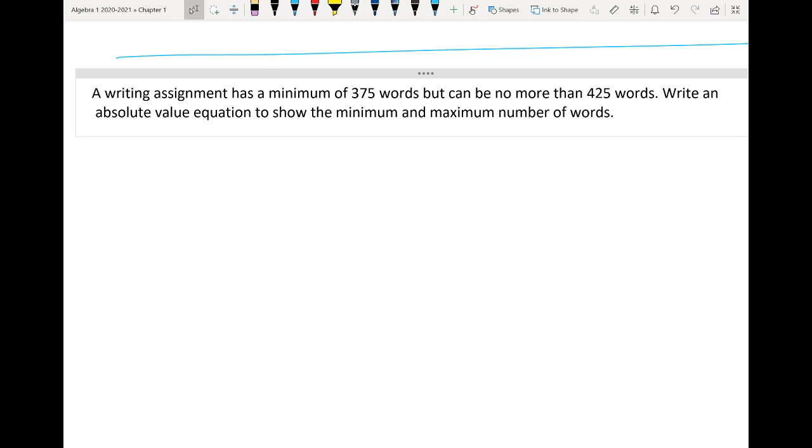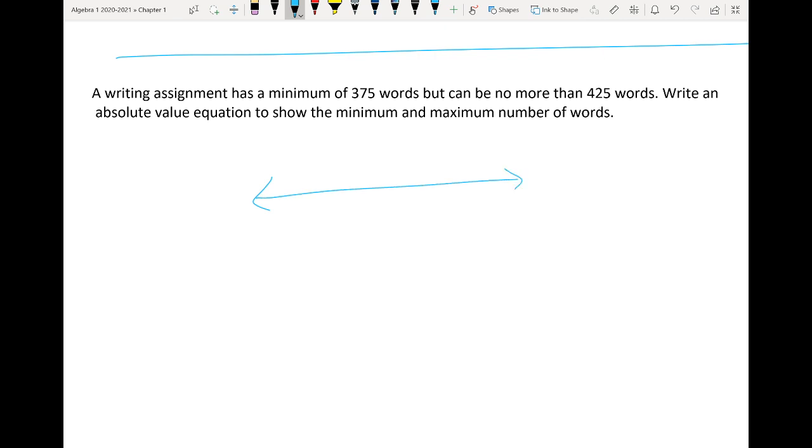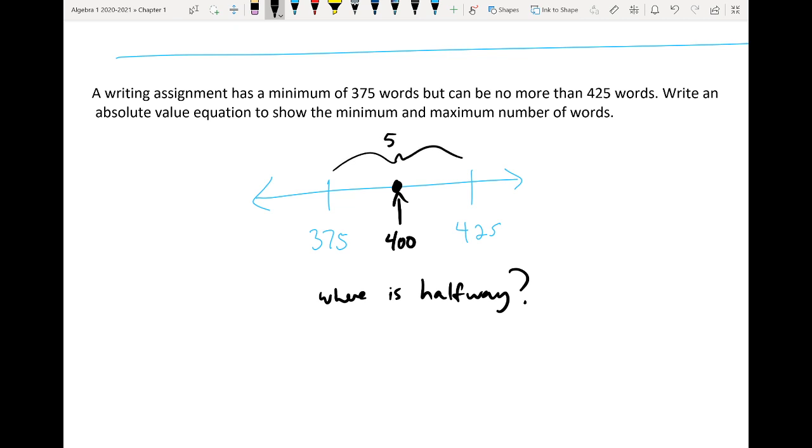Now, gentlemen, I want you to think about this. Let's go ahead and put this guy on a number line. We have 375 and we have 425. The question you need to ask yourself is, where is halfway? So the number halfway in here would be 400. The distance here I have is 50 total. 25 over here and 25 over here.